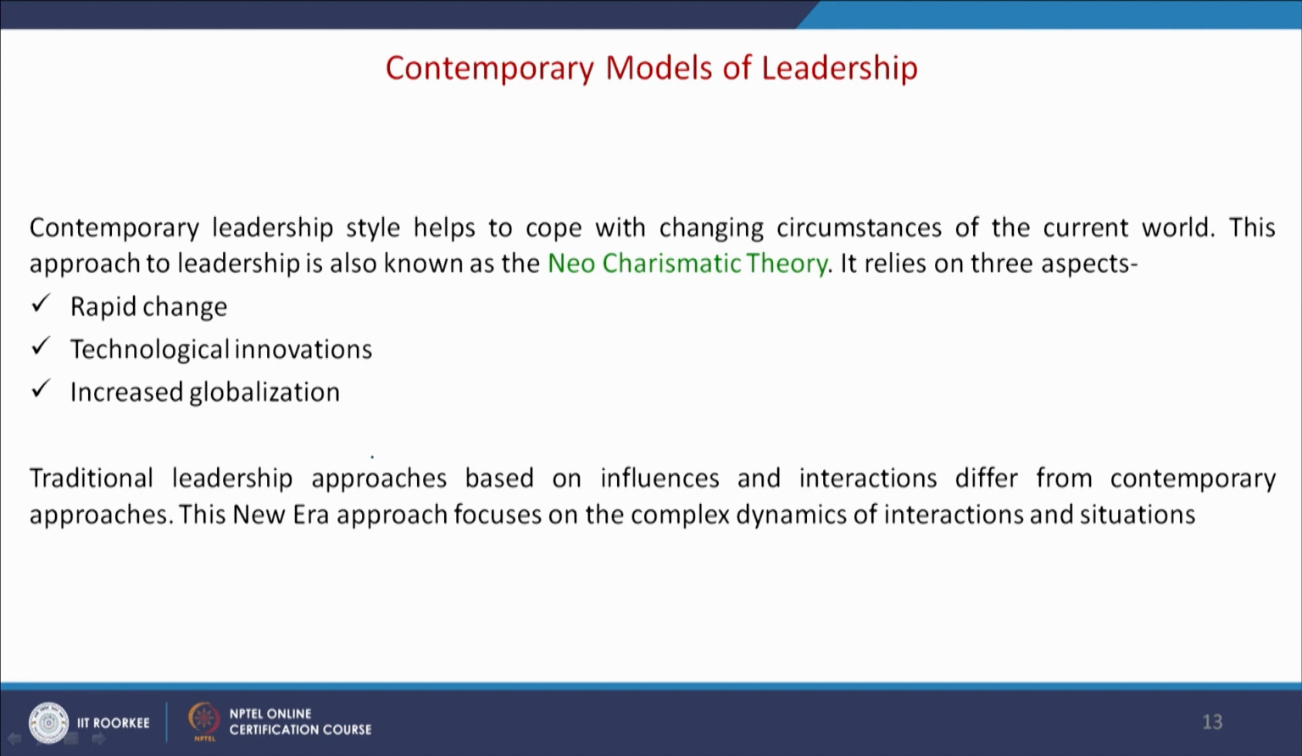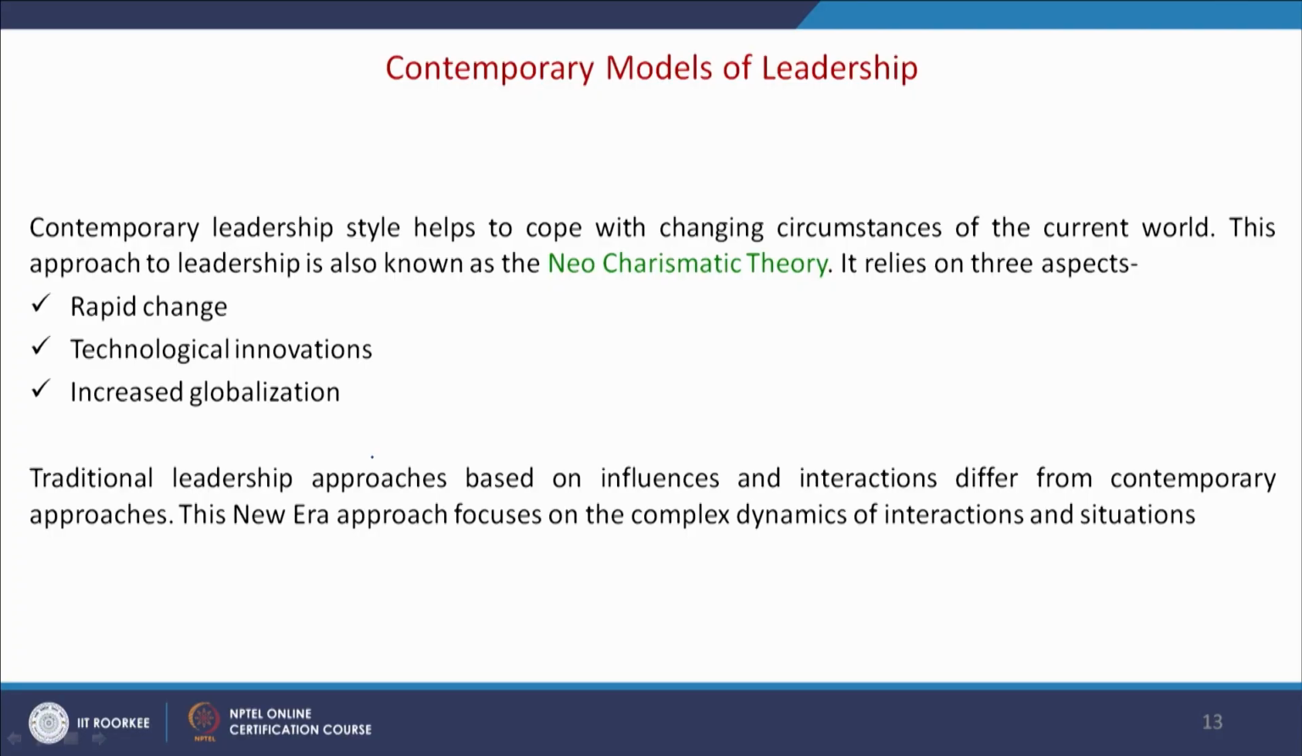Neo-charismatic theory here means that every manager is in itself a leader, and only mentoring and coaching is required to highlight those traits. Every member who is considered an inborn leader has some qualities or traits which people tend to recognize and follow to a certain extent. That is why contemporary models of leadership are also known as the neo-charismatic theory of leadership.